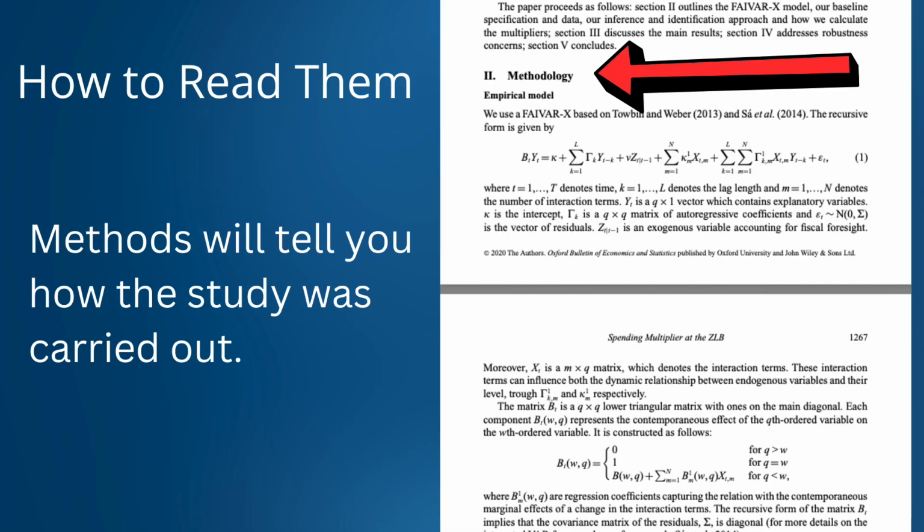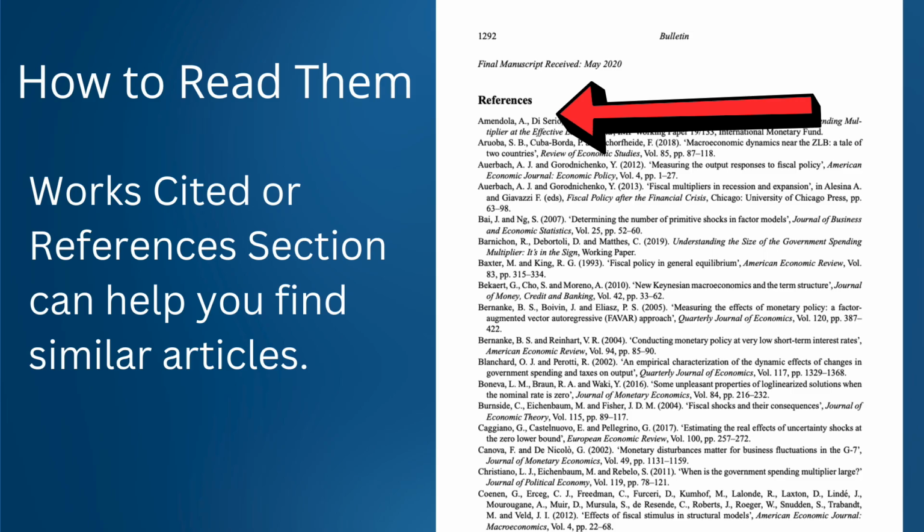The methods section describes how the study was carried out. This part can be dense, but it's helpful if you need to know exactly how the research was done or want to compare it to other studies. And don't forget to check out the works cited at the end of the article or footnotes that might appear throughout it. These can point you towards additional articles on the same topic or foundational sources of information that shape the study.